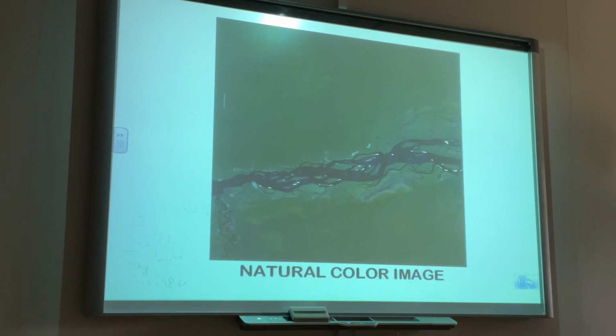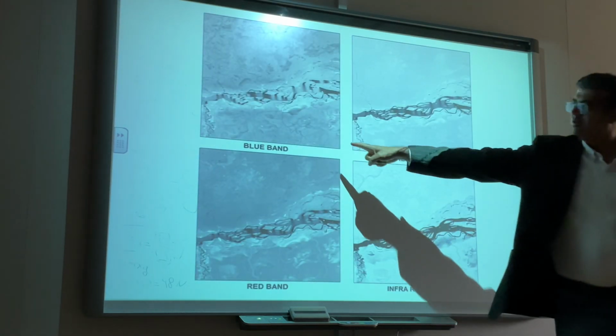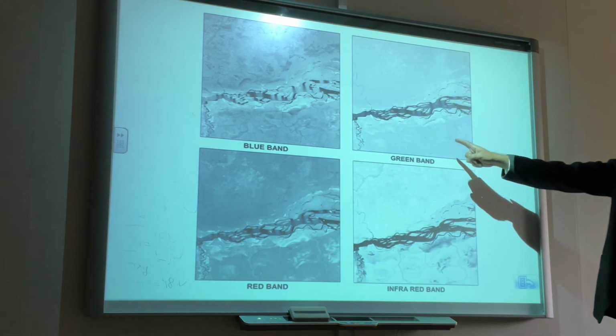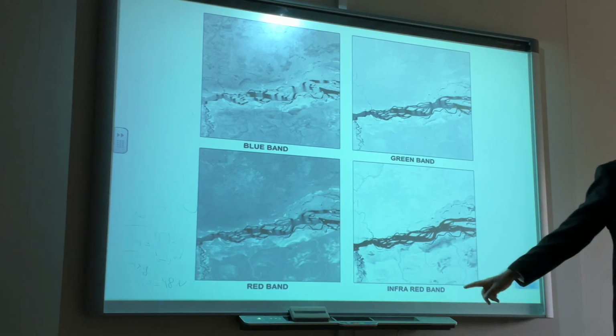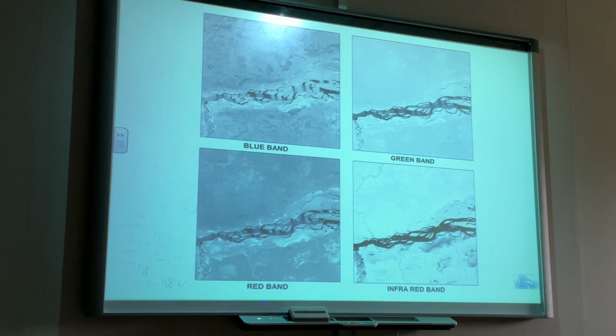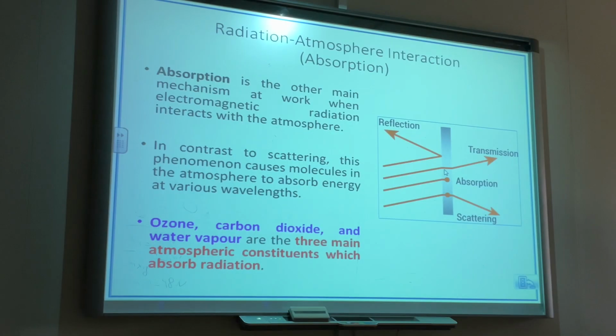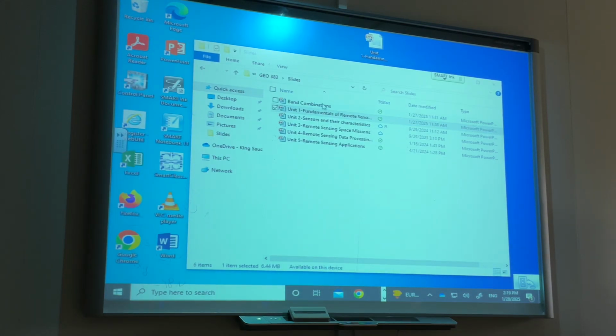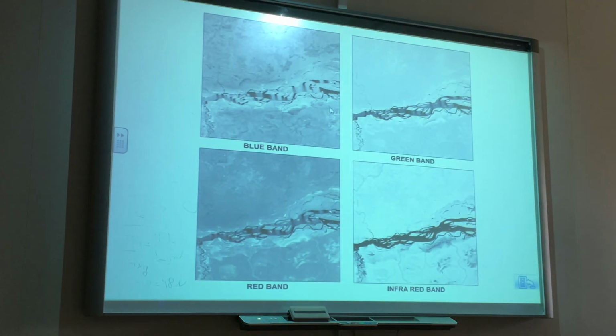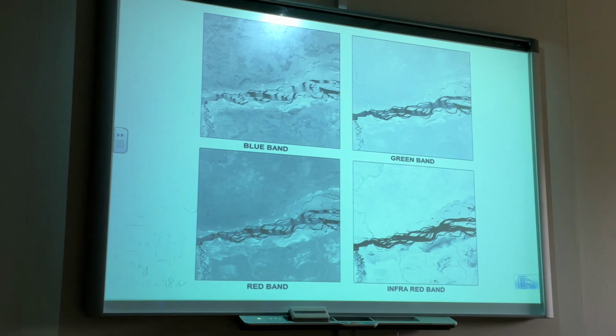Now I will separate it into different bands. You have this image for the same area in the blue band, this one in the green band, this one in the red band, and this one in the infrared. Now, where do you see the brightest image? In blue or green or red or infrared? Infrared is bright. And why do you see the vegetation very bright in infrared?